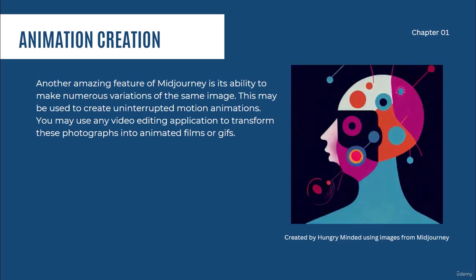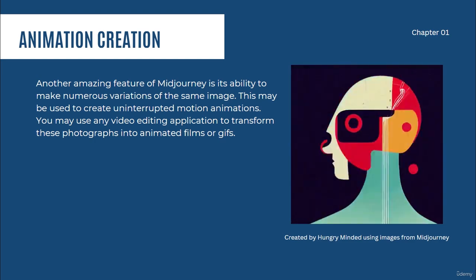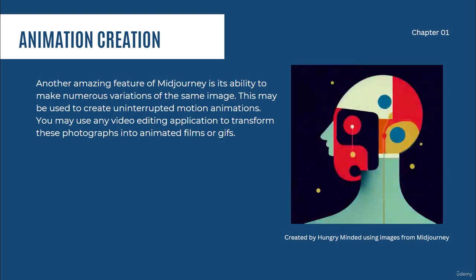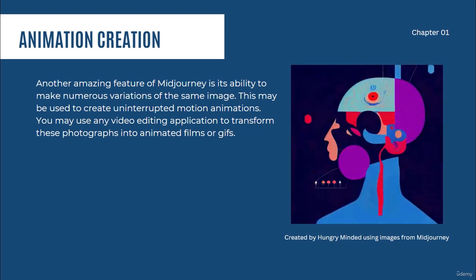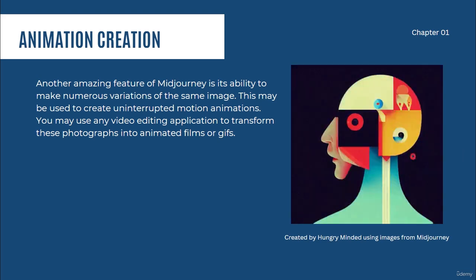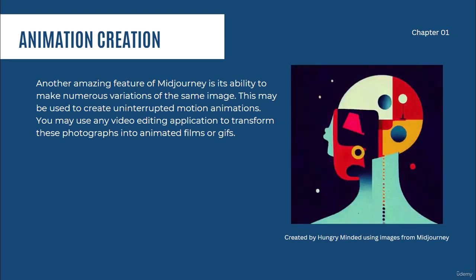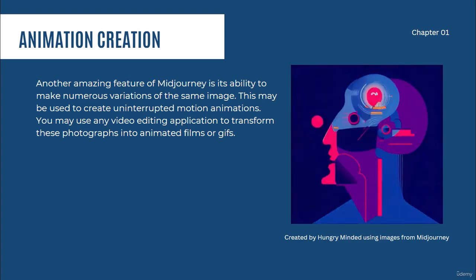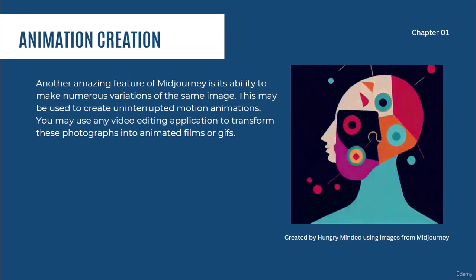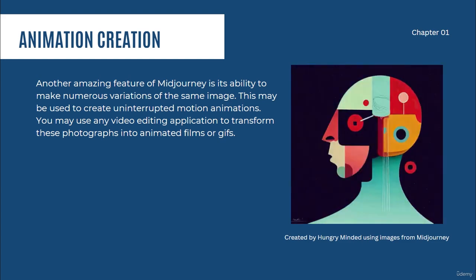editing software. You can use different types of available online or offline video editing software, by which you can convert all these images into animation or film or GIF. And this video was actually created by Hungry Minden using images from Midjourney. He collected variations of images from Midjourney, and then he put them inside software, by which he created this beautiful animation. So you can also use Midjourney for this purpose as well.